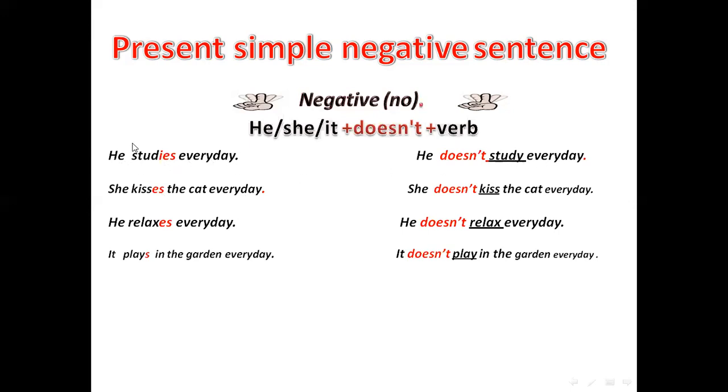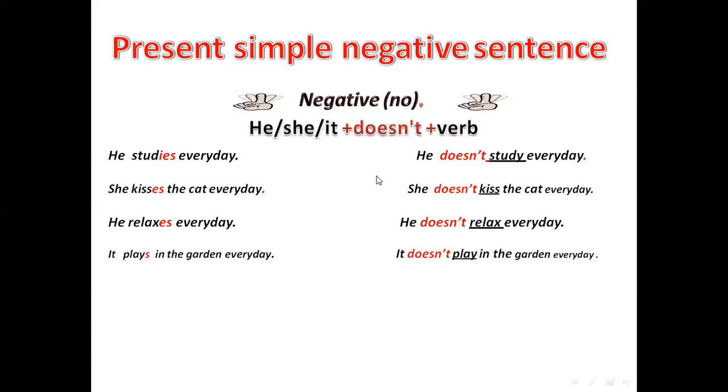Remember to change this verb, studies, and make it go back to the infinitive or the first verb again. With doesn't, we use the first verb. Once again, with doesn't, we use the first verb. By the first verb, what do I mean? We cut S or ES or IES.